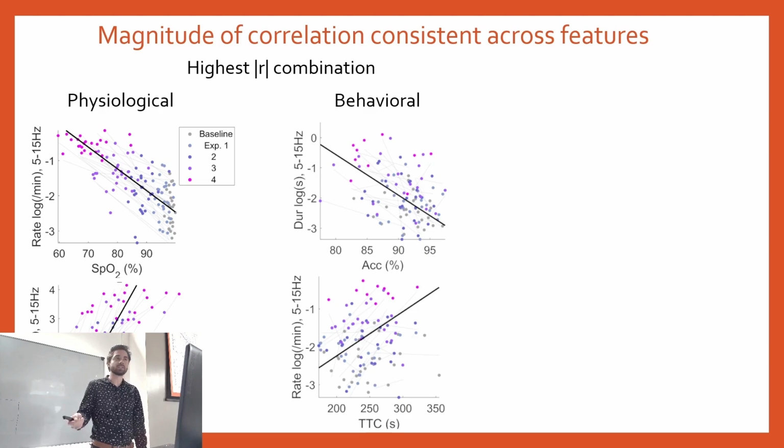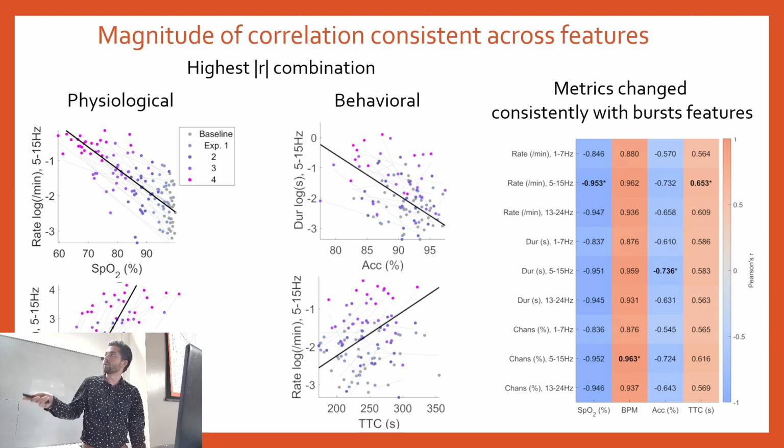A negative correlation as accuracy decreases, an increase in the burst features, and time to complete, an increase with longer and longer task time. What I have pictured here is just the highest correlation in each, but you can see it was pretty stable across all of our features, not just the ones I have pictured there.